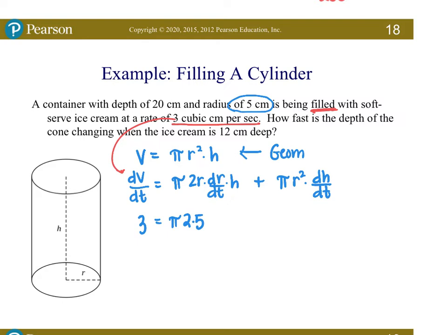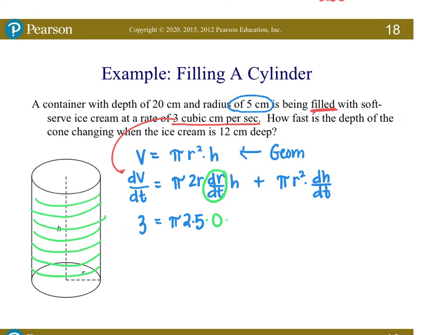Okay, dr/dt is how much the radius changes. So remember, this thing is getting filled with ice cream from the bottom up. We're just putting layer and layer and layer of ice cream. The thing is that the radius never changes the whole time. It stays the same no matter if you're at the bottom or at the top. So that's a value of 0.